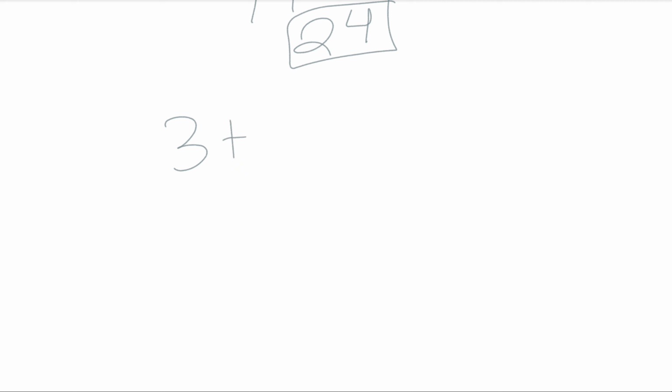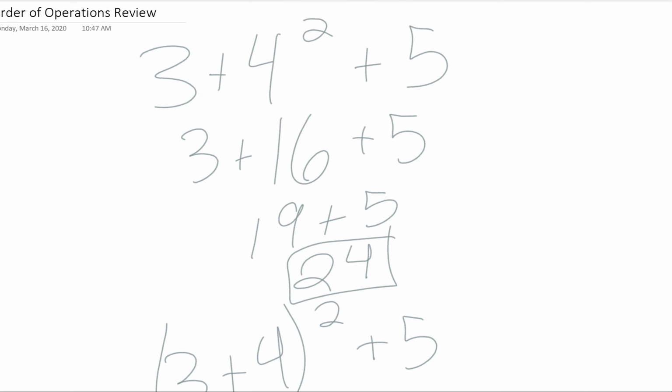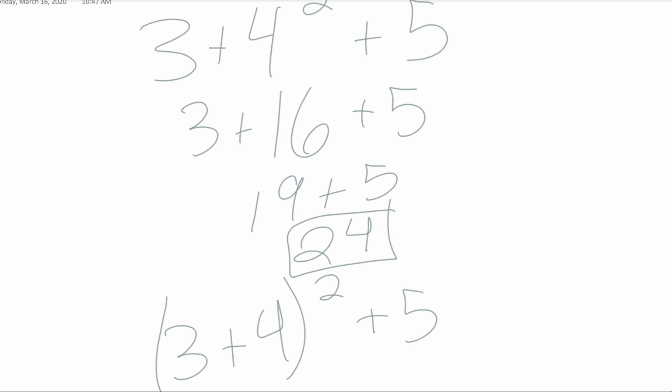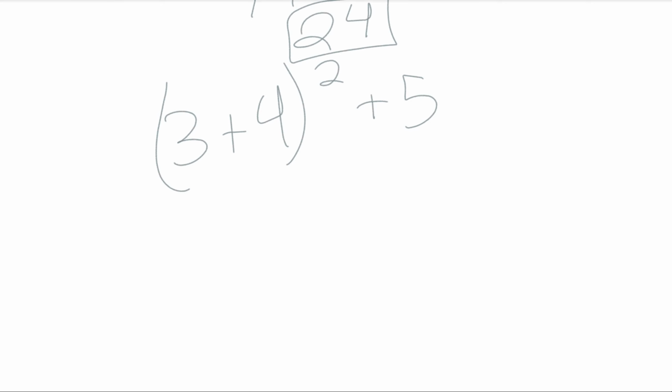Now if I took the exact same problem, but I did (3 plus 4) in parentheses to the power of 2 plus 5, you see that it's actually very similar to the one that we started with, but now I have parentheses in here. It's going to change the end result because you'll do the parentheses first. So if I solve the parentheses first, 3 plus 4 equals 7, so I'm going to have 7 to the power of 2 plus 5.